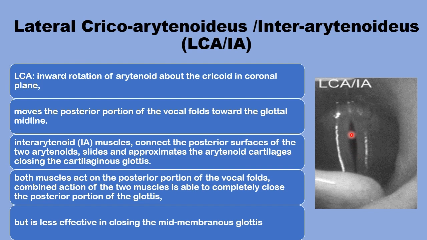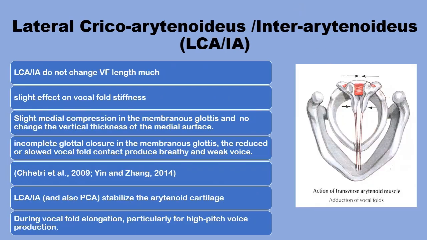This persistent gap would need the activation of other muscles, mainly the vocalis part of the Thyro-Arytenoideus muscle. The direct effect of the lateral crico-arytenoideus is to adduct the vocal folds by bringing them both towards the midline, helped by the inter-arytenoideus. But they don't have much effect on the vocal fold length, and also a slight effect on the vocal fold stiffness.